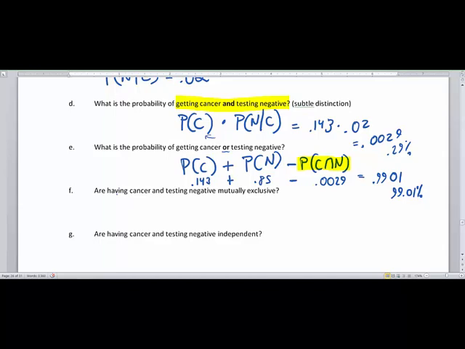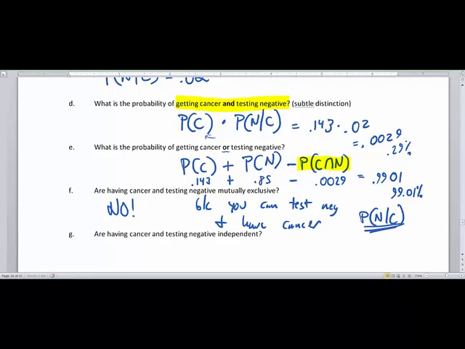Now it says, are having cancer and testing negative mutually exclusive? And the answer is no. Definitely not. You can test negative and have cancer. We saw that with the probability of testing negative and having cancer. That exists. That's not zero.